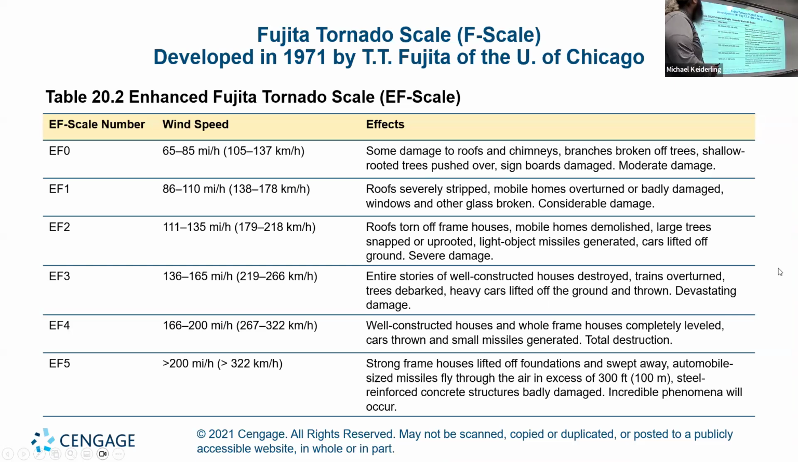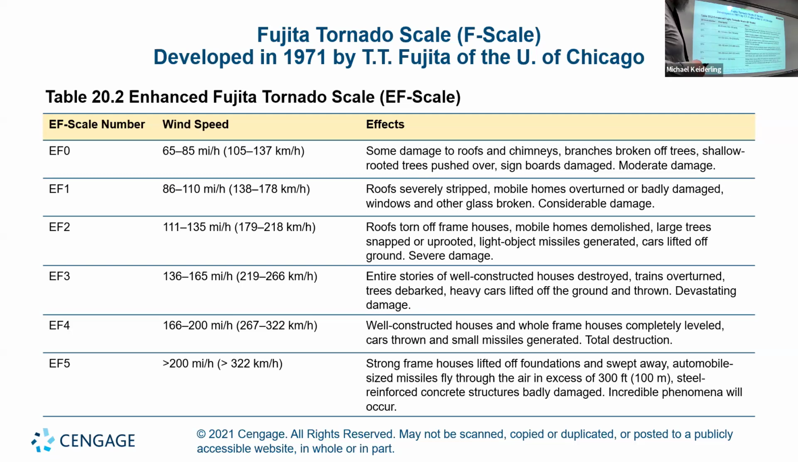So the Fujita tornado scale was developed in 1971 by T.T. Fujita of the University of Chicago. And this is the enhanced Fujita tornado scale. Tornadoes are rated EF from 0 to 5. An EF0 has a wind speed of 65 to 85 miles per hour. There's some damage to roofs and chimneys, branches are broken off trees, shallow-rooted trees get pushed over, signboards are damaged: moderate damage. EF1 is 86 to 110 miles per hour.